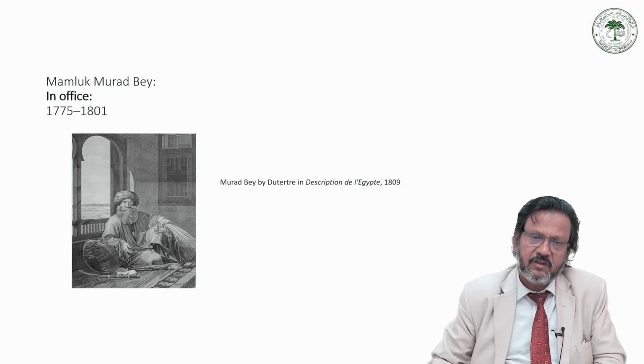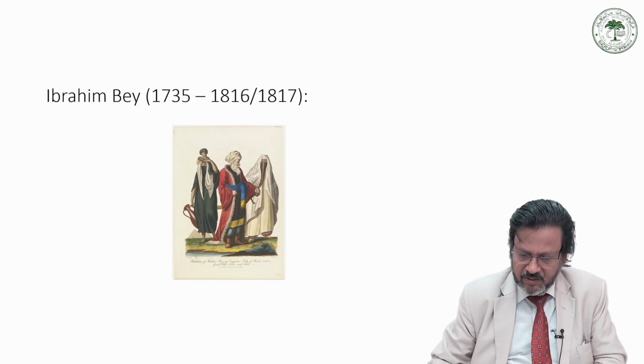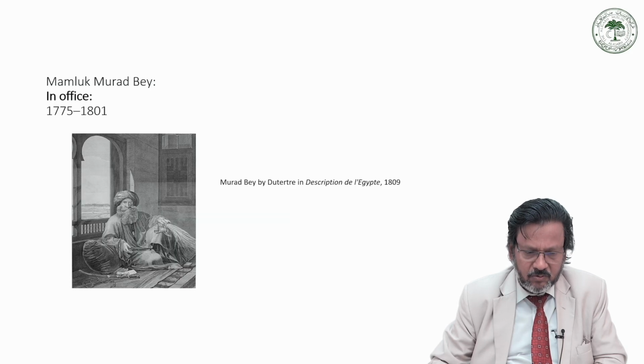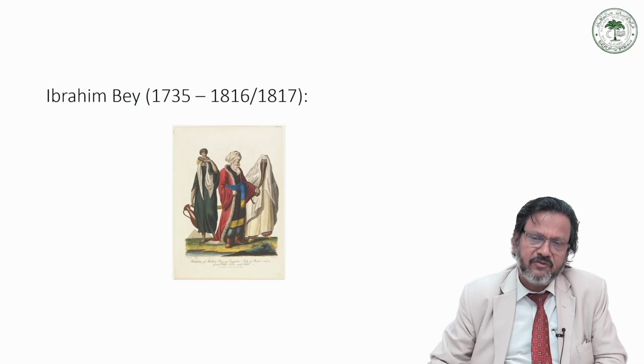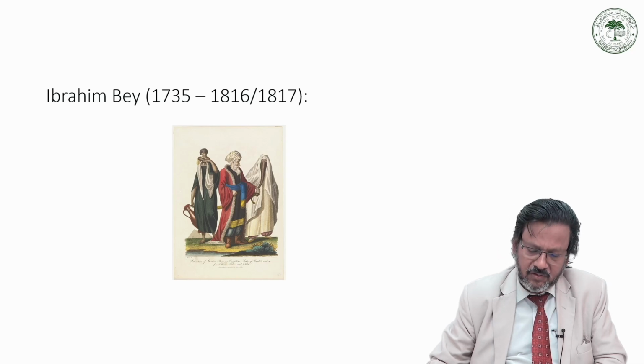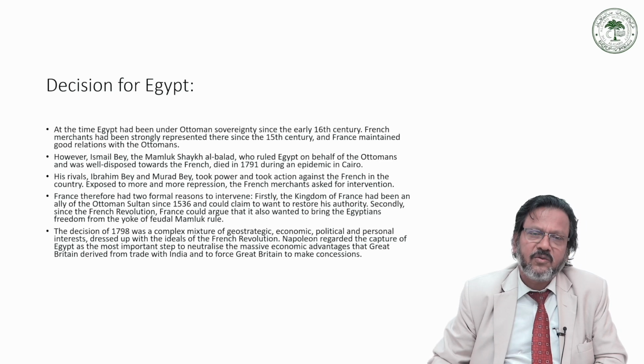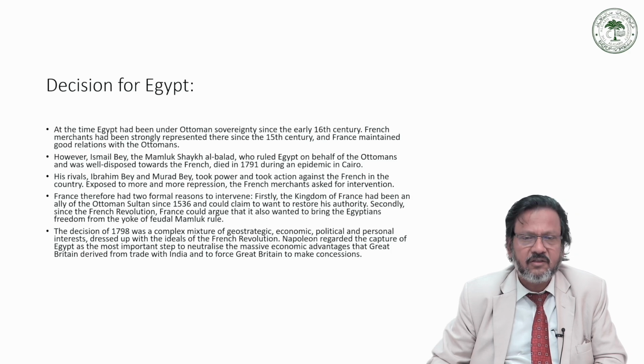The second ruler at the time was Ibrahim Bey, 1735 to 1816 or 1817. So it was Murad Bey and Ibrahim Bey during the time of Napoleon Bonaparte's invasion of Egypt. Well, why was Egypt targeted? Why was there the French invasion of Egypt?